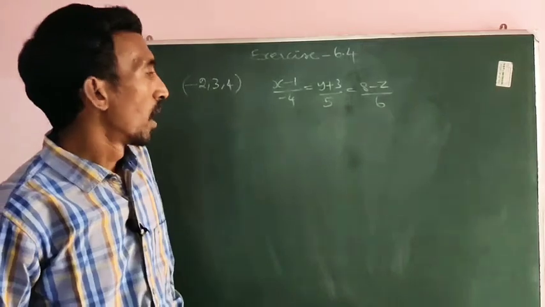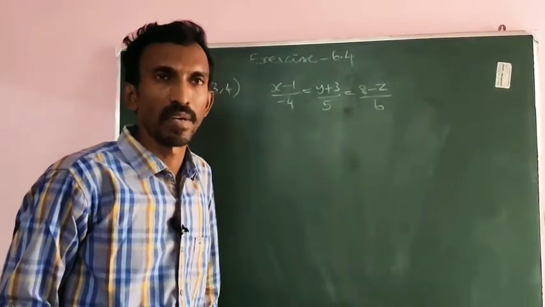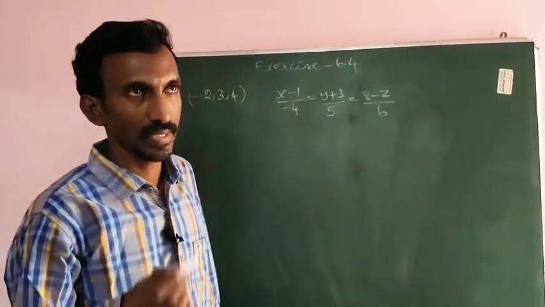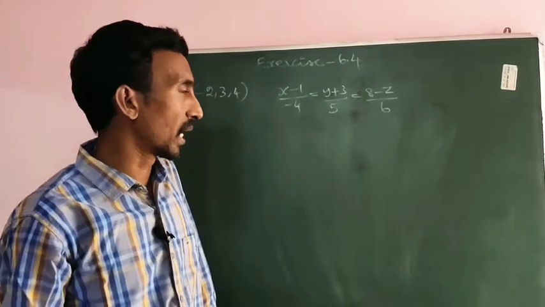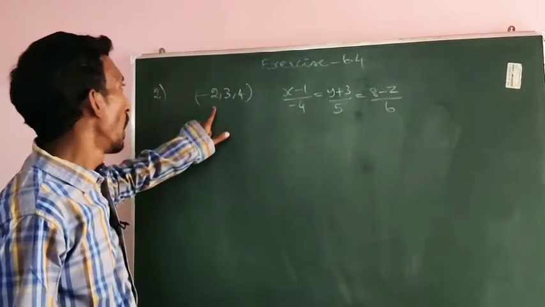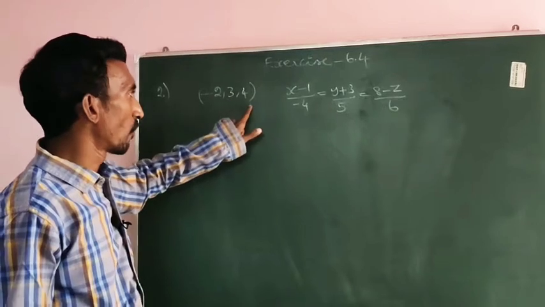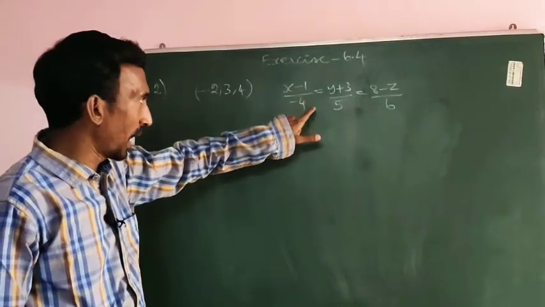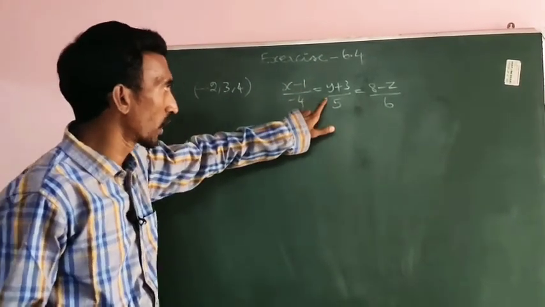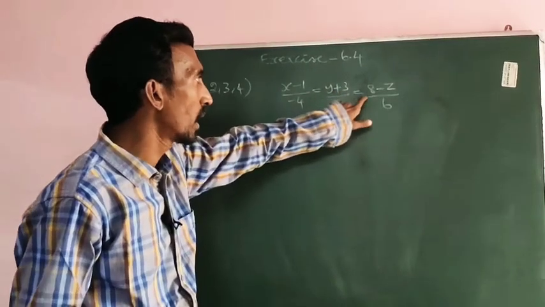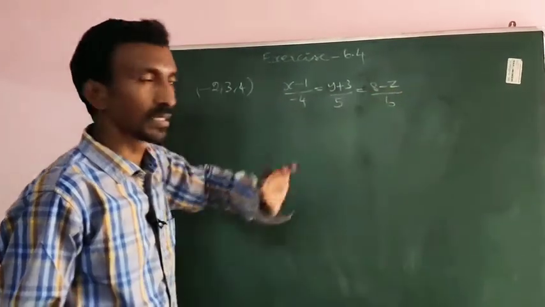Number 2. Find the parametric vector form of equation and Cartesian form of equation of a straight line passing through the point minus 2, 3, 4 and parallel to the line (x minus 1) by minus 4 equal to (y plus 3) by 5 equal to (8 minus z) by 6.